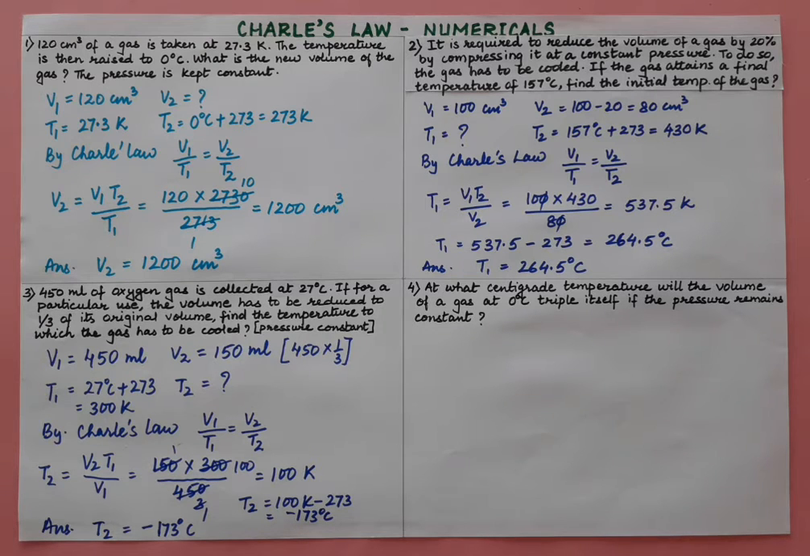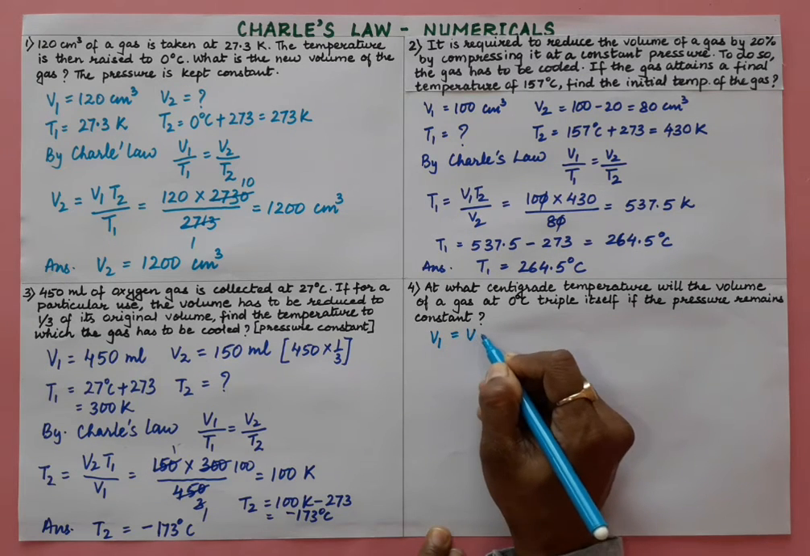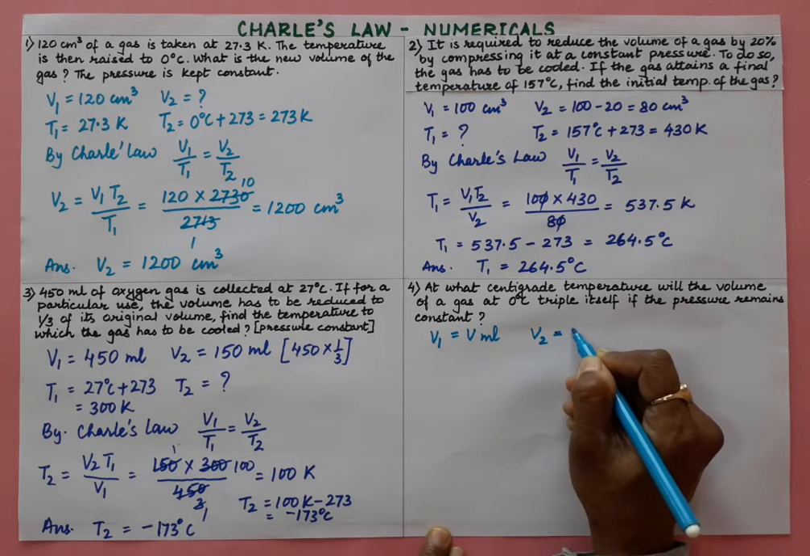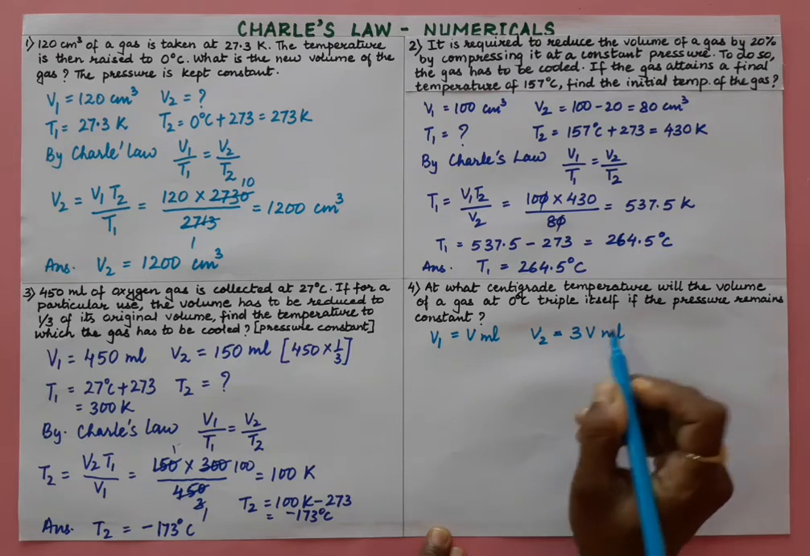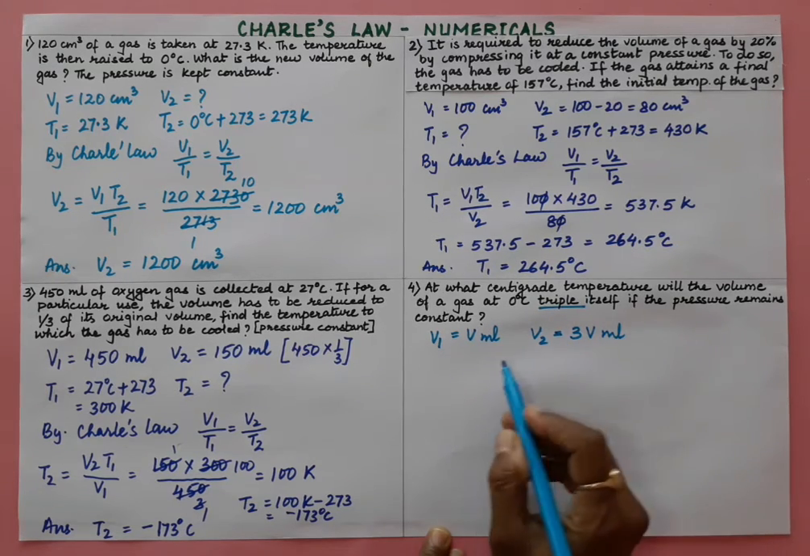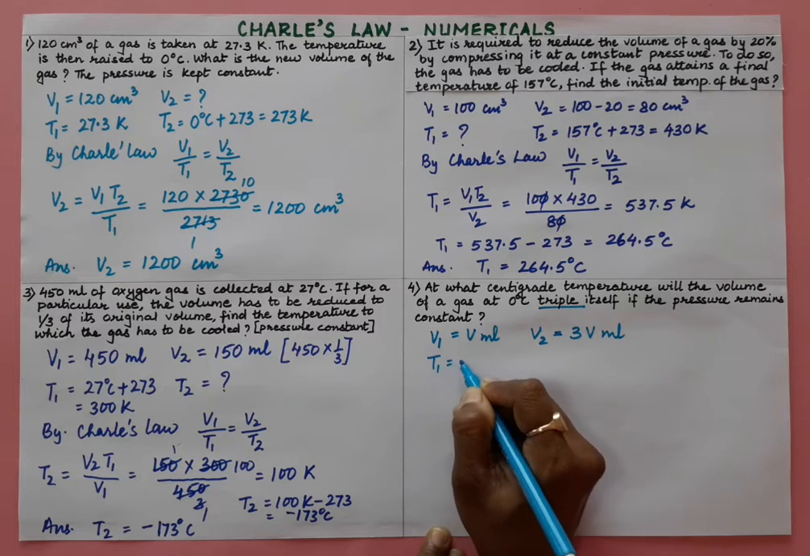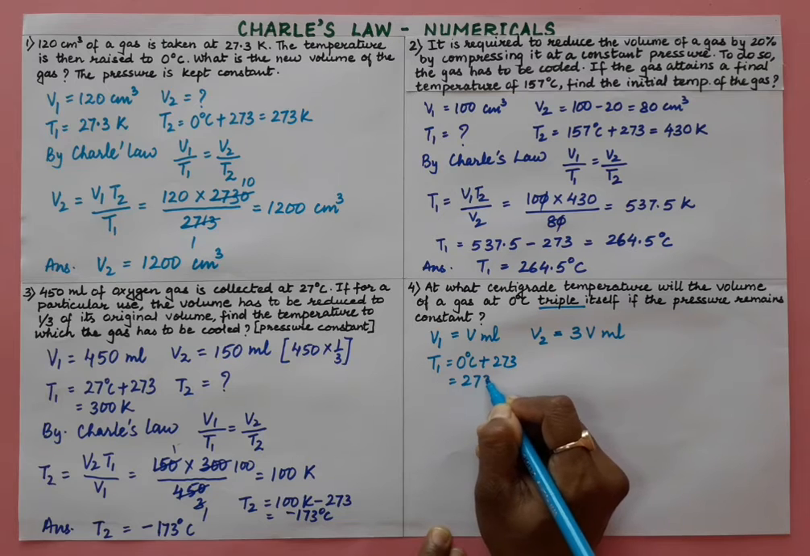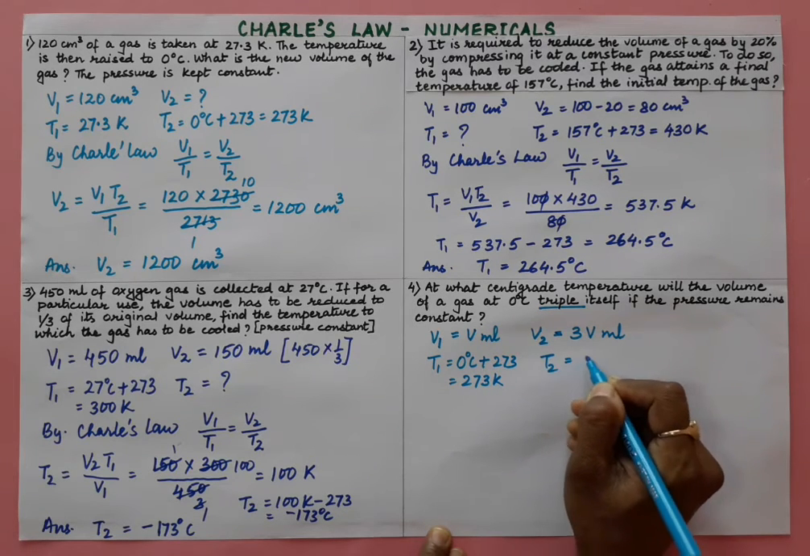Now the next numerical: at what centigrade temperature will the volume of a gas at 0 degree Celsius triple itself if the pressure remains constant? Let us consider V1 as V ml, and V2 triples, so it is 3V ml. T1 is 0 degree Celsius; you can't take it as 0, convert it into Kelvin, so it is 273 Kelvin, and T2 we have to find out.